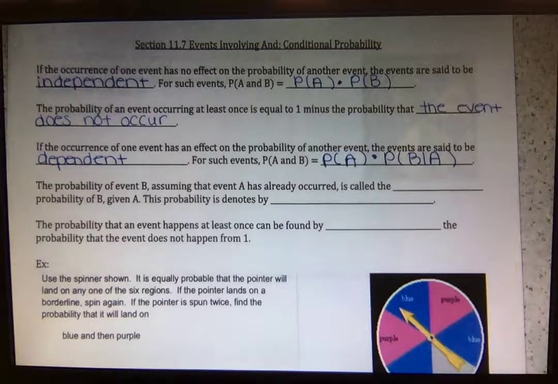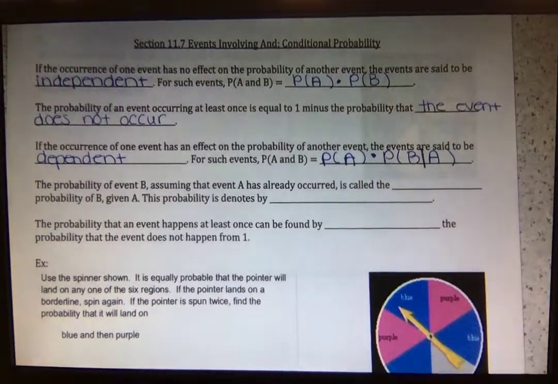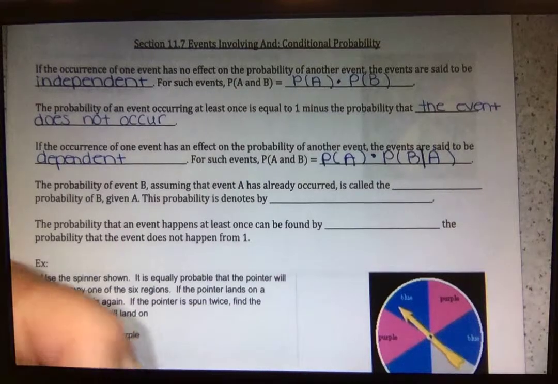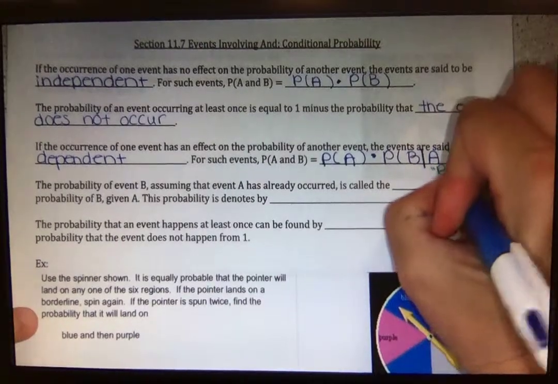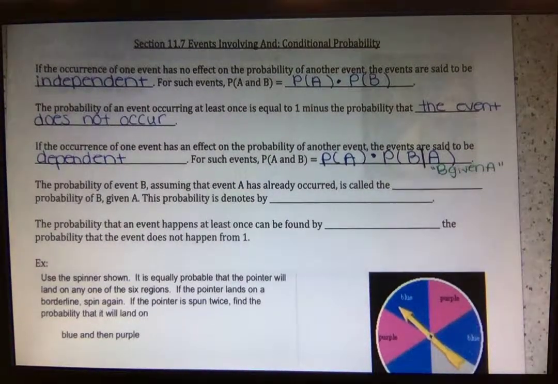So, questions? Yeah, please, Emma. Is it B over A? It's given. Good question. It's a vertical bar, so B given A. Given that A occurred, what's your new probability of B? Thank you, that's a good point. So just a vertical line, B given A. Given that A occurred, what's your new probability of B?